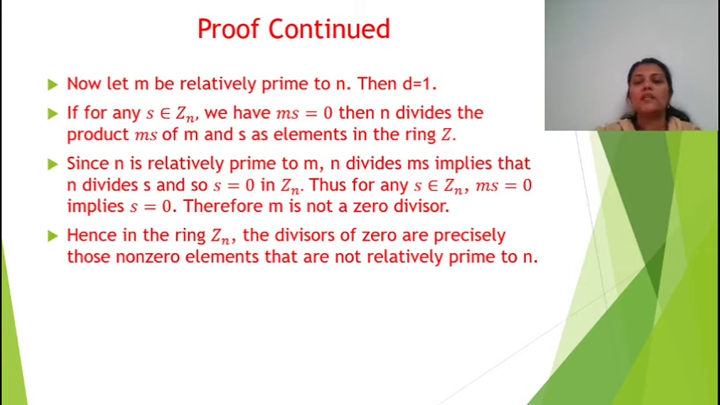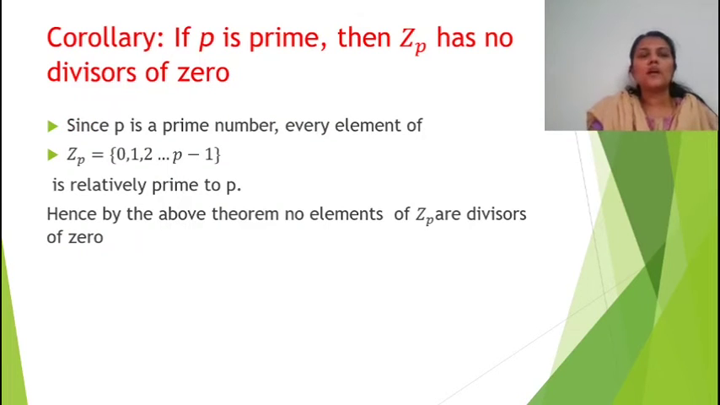Thus, for any s element of Zn, ms equal to 0 implies that s equal to 0. Therefore, m is not a 0 divisor. Hence, in the ring Zn, the divisors of 0 are precisely those non-zero elements that are not relatively prime to n. Now we have the corollary.